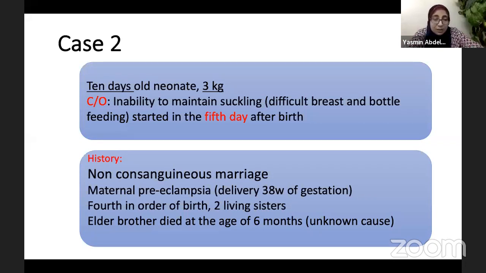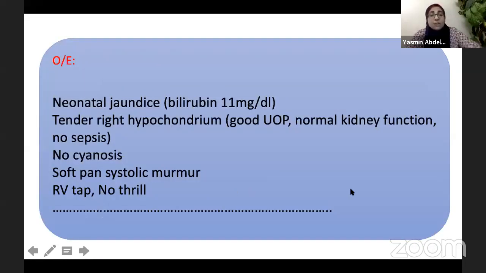So we have a neonate, 10 days old, 3 kilograms, who presented to us with difficulty in feeding, which started only on the 5th day after birth, and a history of an elder brother who died at the age of 6 months. On examination, he had neonatal jaundice. His serum bilirubin was 11 milligrams per deciliter. He had a tender right hypochondrium with good urine output, normal kidney function, and no sepsis.